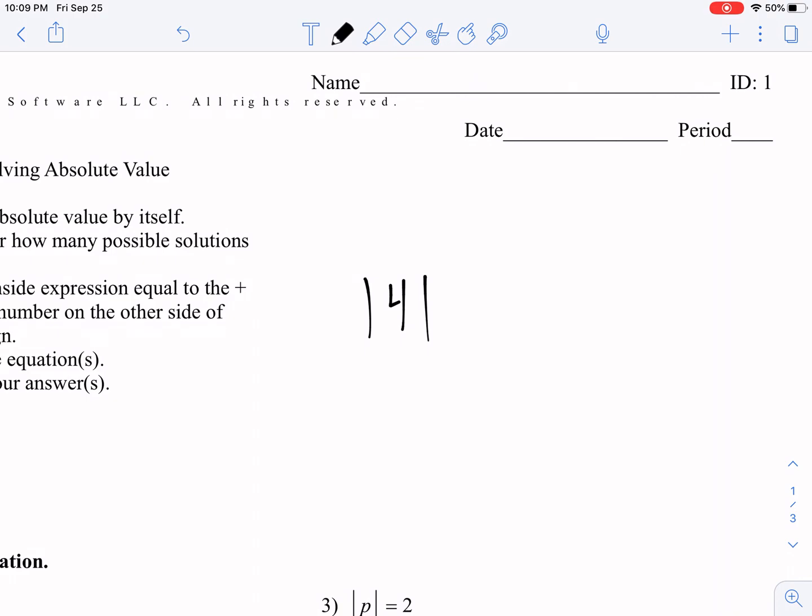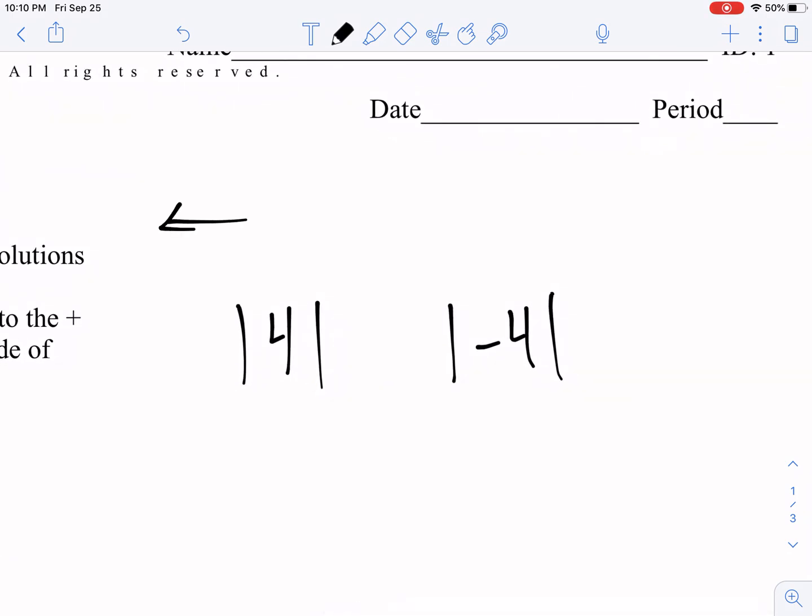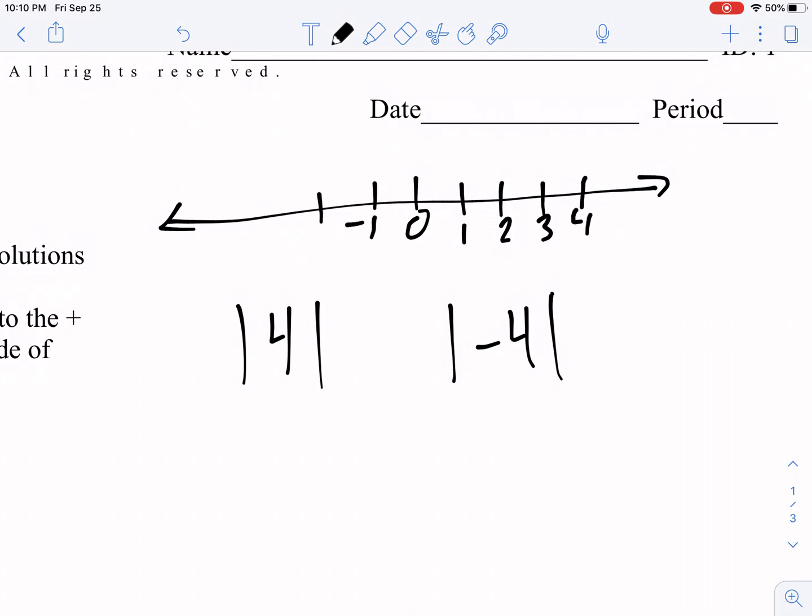Okay, and we can also use the negative number. This would say the absolute value of a negative 4, how far away is negative 4 from 0? Okay, well, let's just look at a number line real quick, see if we can kind of understand what's going on here. If I have 0, 1, 2, 3, 4, and then negative 1, negative 2, negative 3, negative 4, let's just focus on the absolute value of 4, okay?